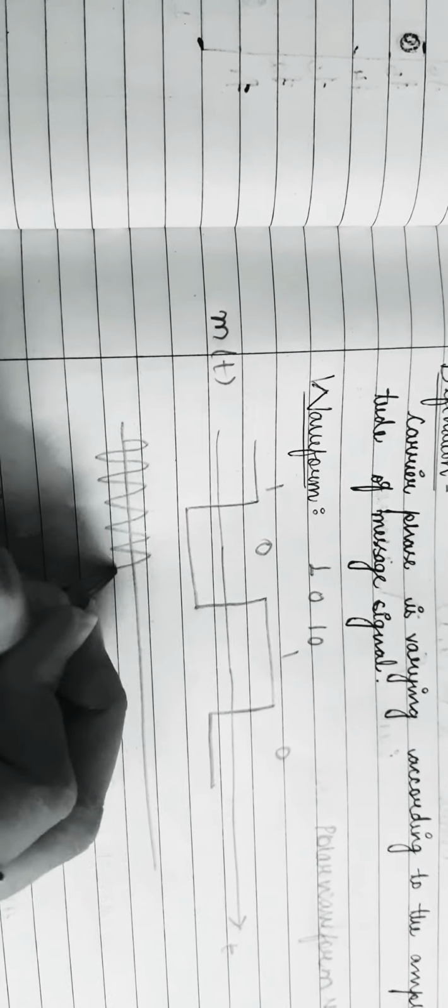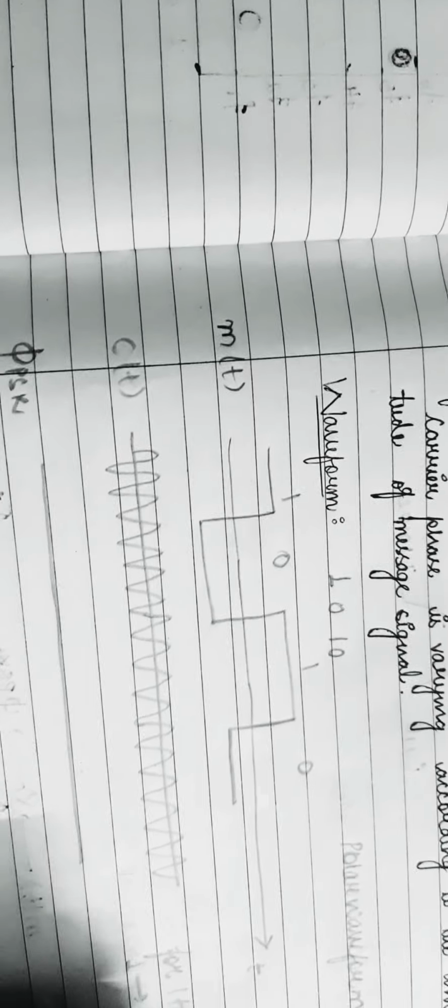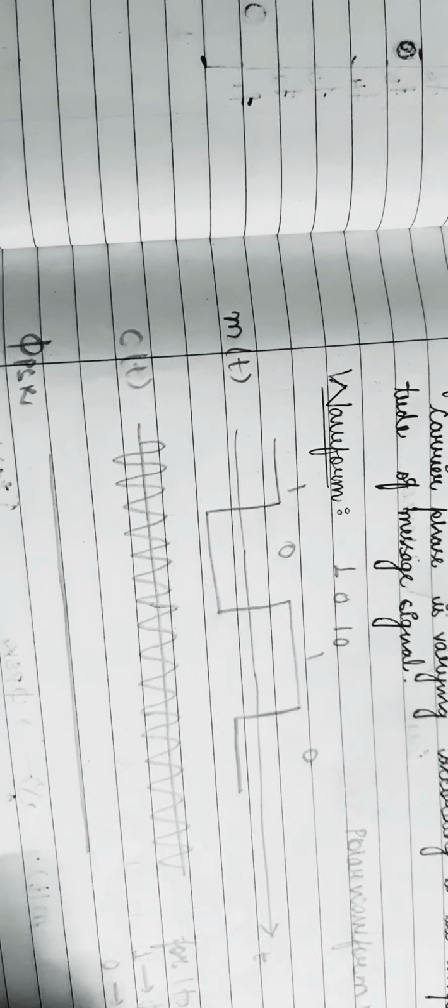Next we will be considering the carrier signal, that is the high frequency signal. This is represented by c(t) equals cos omega_c t. Now if we talk about BPSK, in BPSK, for 1 to 0 there will be a phase reversal. 1 represents the angle 0 degree, and 0 represents the angle 180 degree.